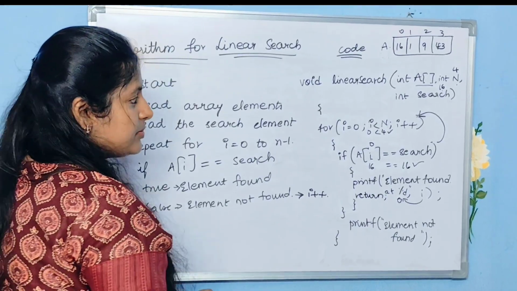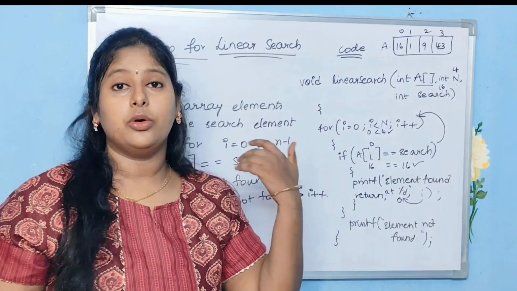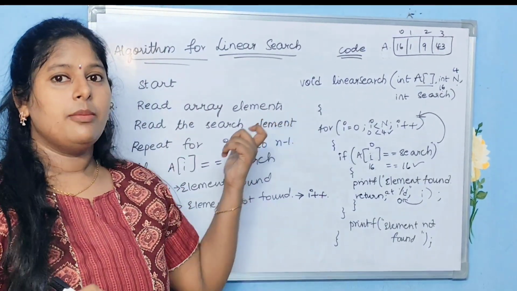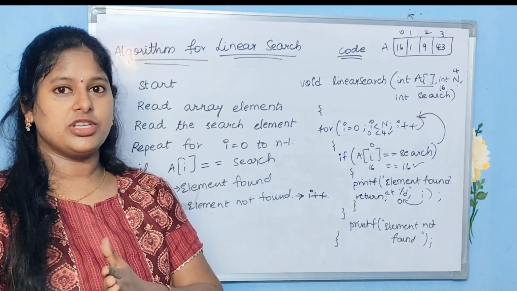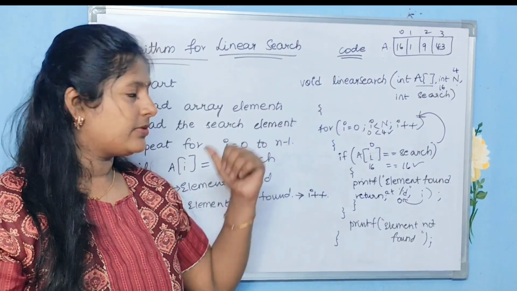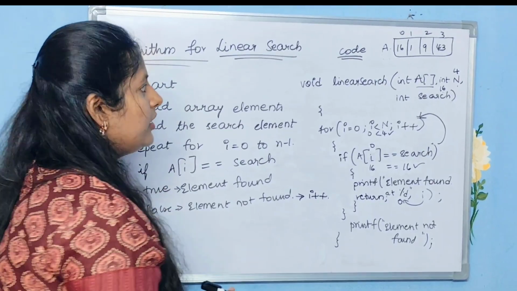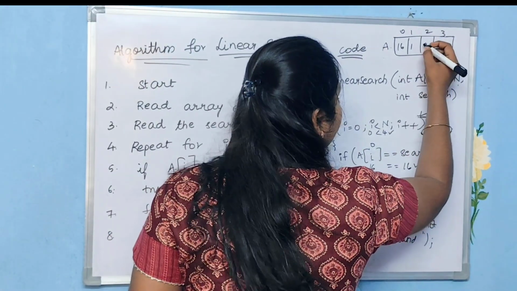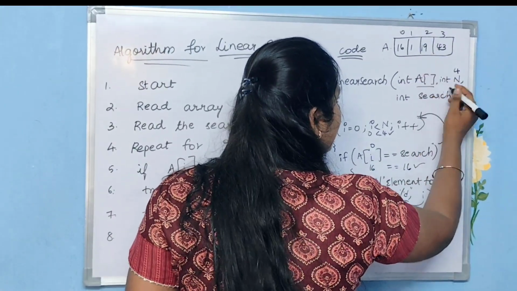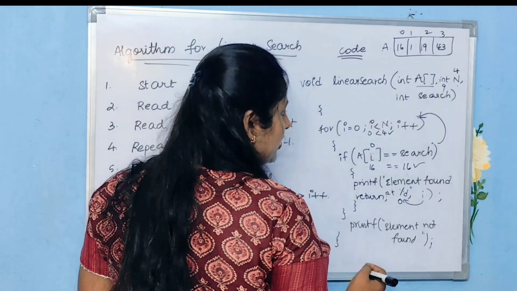Otherwise, there is one more case. In this first example, my element is found at the third position. In the second example, my element is found at the first position. What happens if the element is not found? For suppose my element over here is 19 and this is my search element, right?